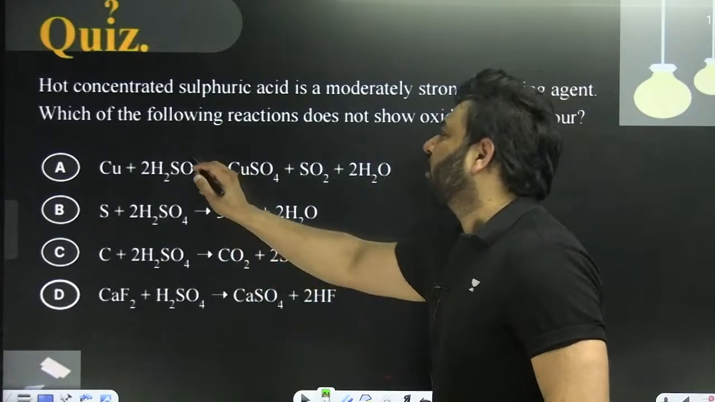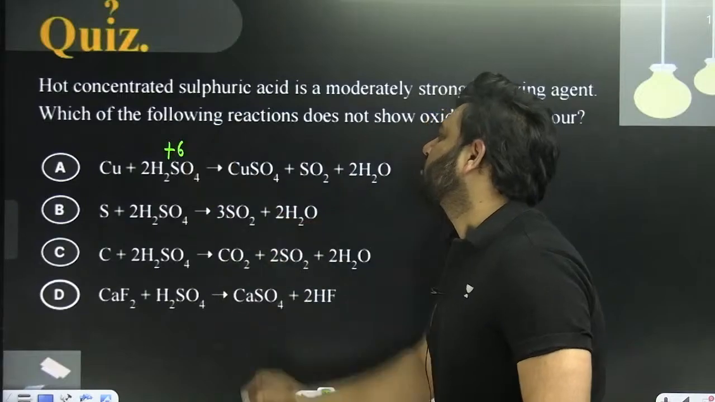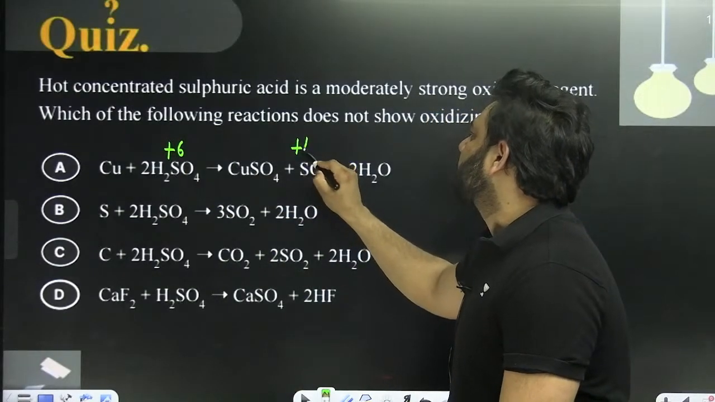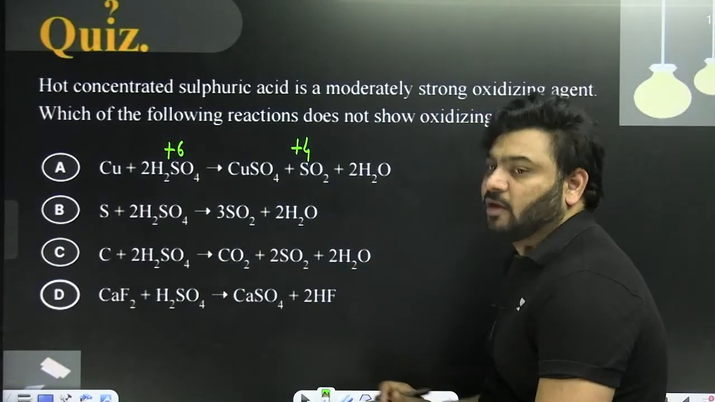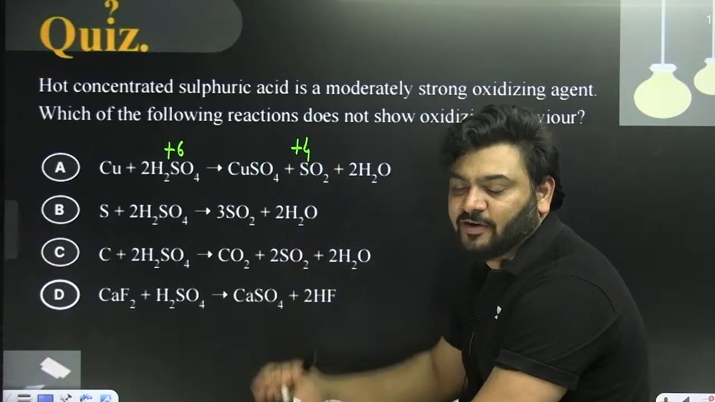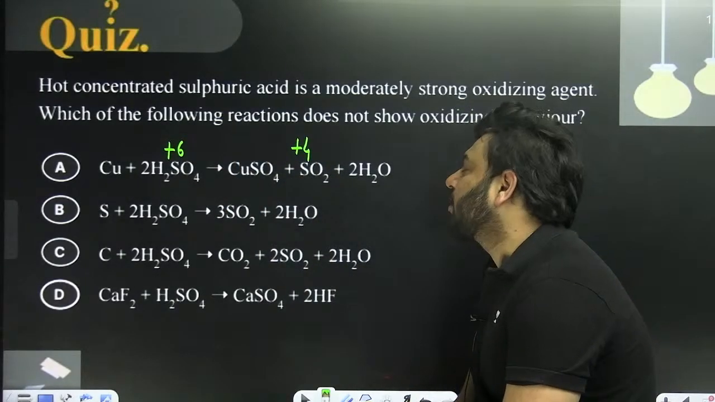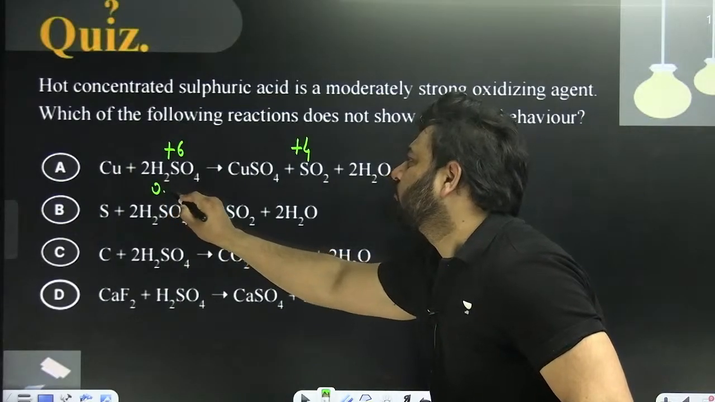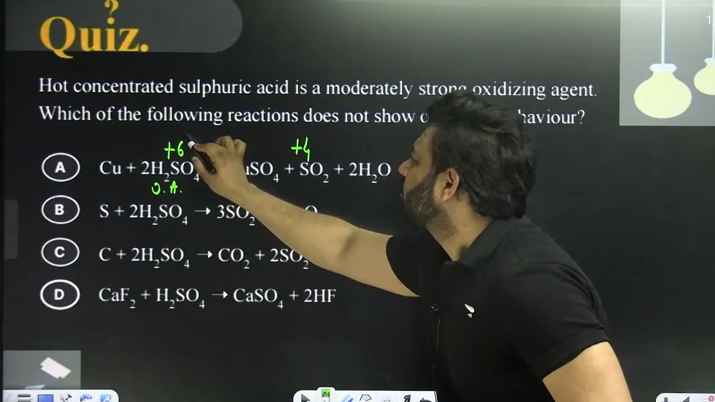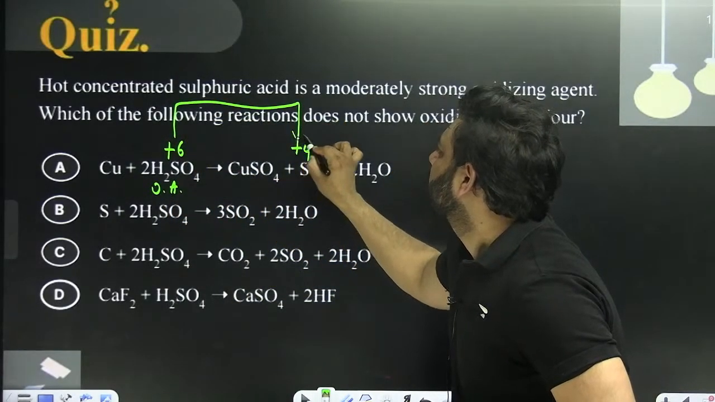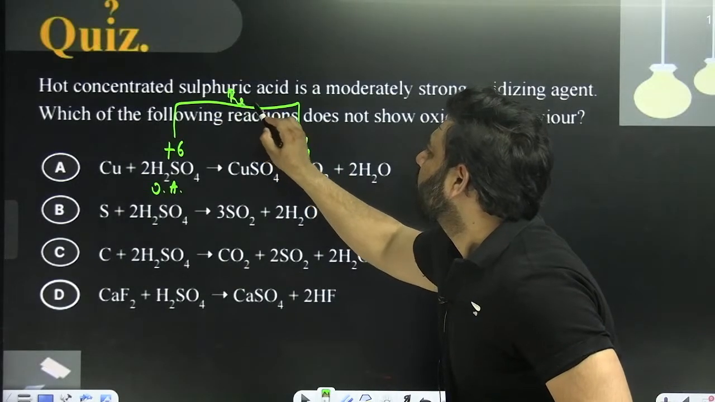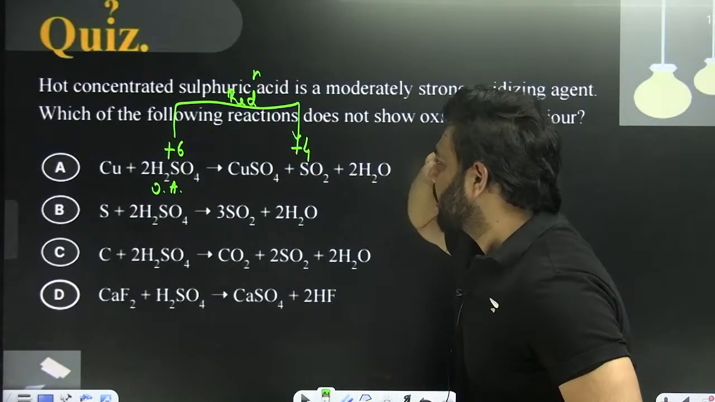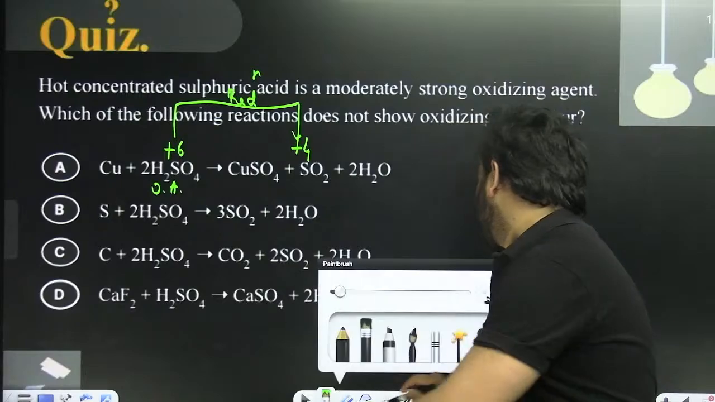So here we can see that sulfur is in the +6 oxidation state and some sulfur is in the +4 oxidation state. Something which is going from +6 to +4, definitely it's a reduction, and something undergoing reduction will be called an oxidizing agent. This process from +6 to +4 is reduction. So something undergoing reduction is the oxidizing agent. Same here we can find out.